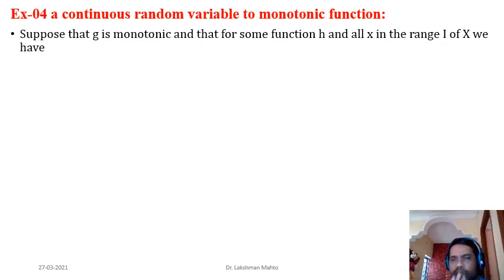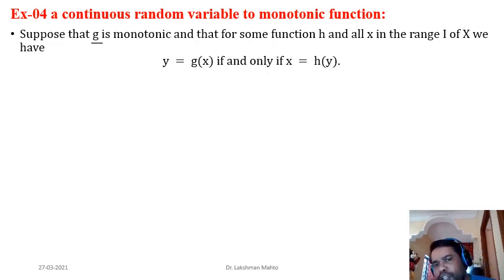Now, this generic case is also very simple. Suppose your transformation G is monotonic in nature. Every monotonic function, whether monotonically increasing or monotonically decreasing, is always an invertible function. So if G is monotonic, you can always find the inverse of G, call it h. If y equal to G of x, then through the inverse function x equal to h of y. Due to monotonicity you can always find the inverse function.